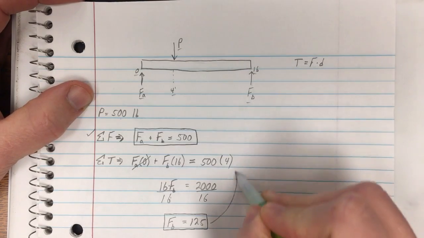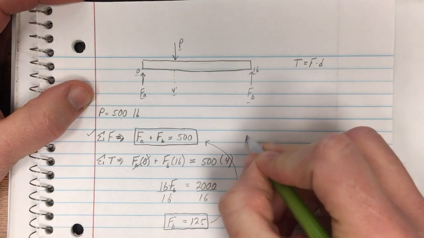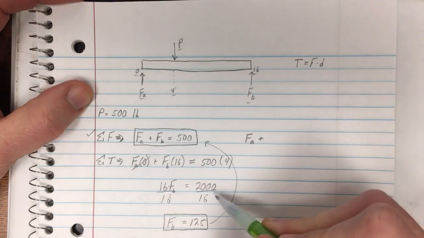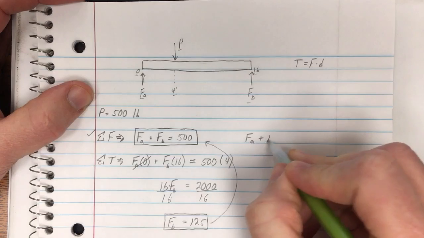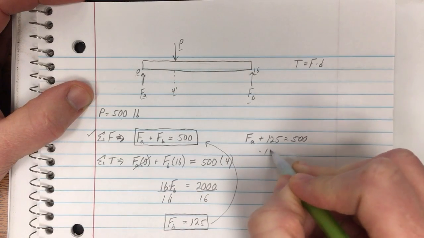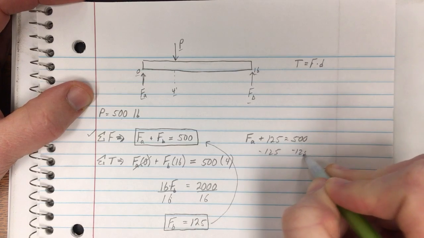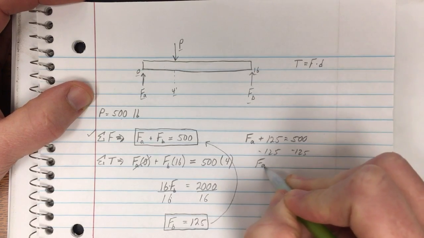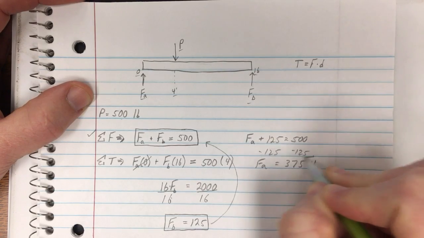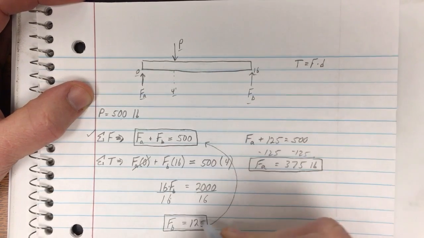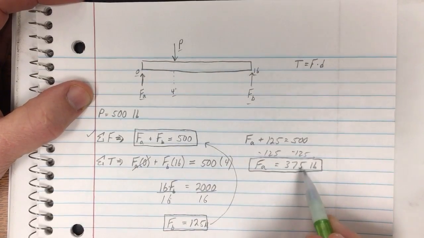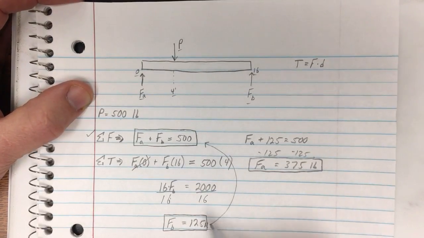Well, then I have to go back up to here, and FA plus, now instead of FB, I can put in 125. So FA plus 125 is 500. Subtract 125 from both sides, and FA equals 375 pounds. And I need to make sure I have units on there. Pounds. So hopefully that makes sense. FA is 375 pounds. FB is supporting 125 pounds.